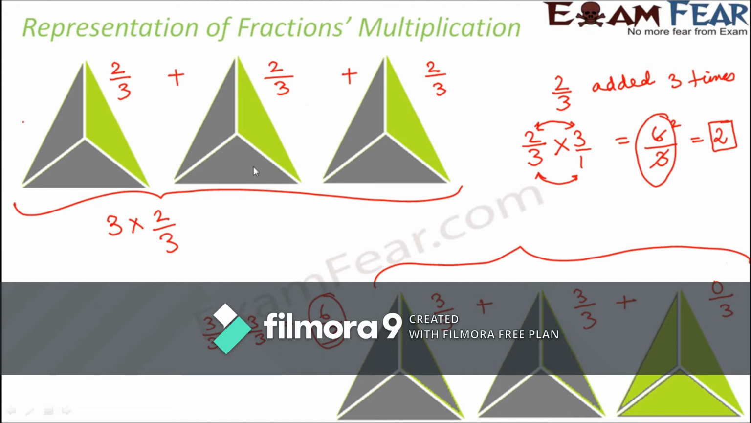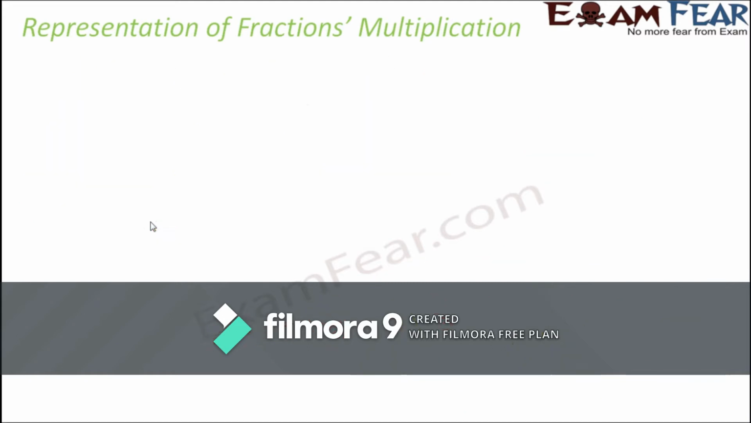So basically when you look at this or when you look at this, they actually represent the product. This represents the result of the product, and this represents the fractions which are getting multiplied. So this is the representation of factors multiplication.